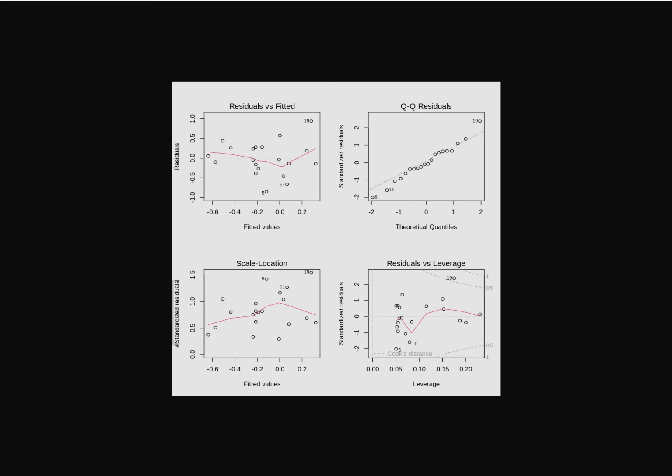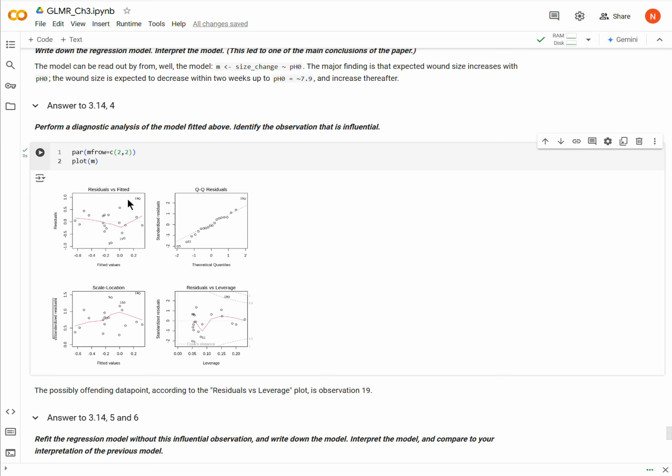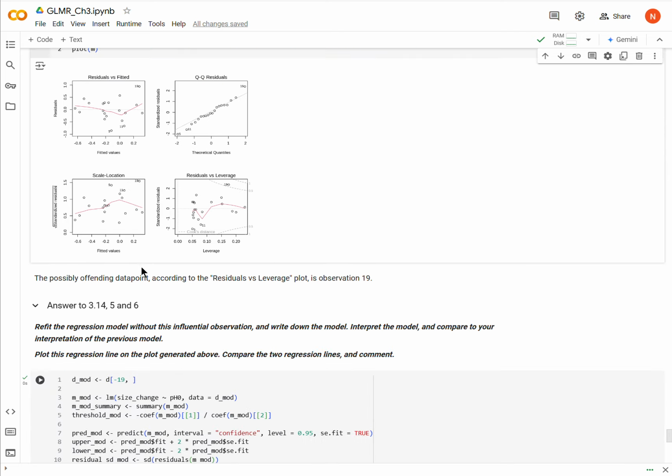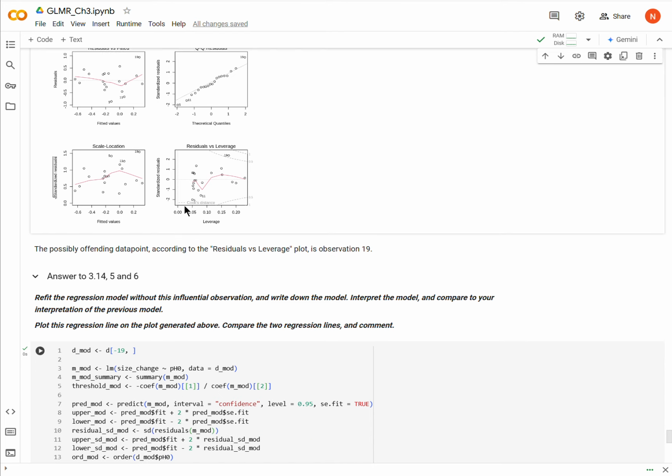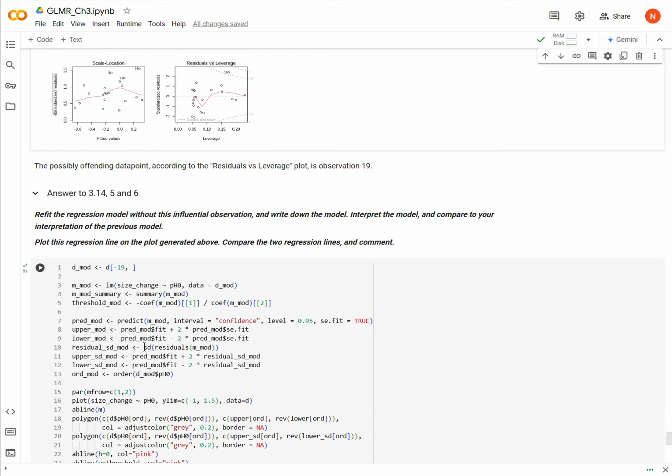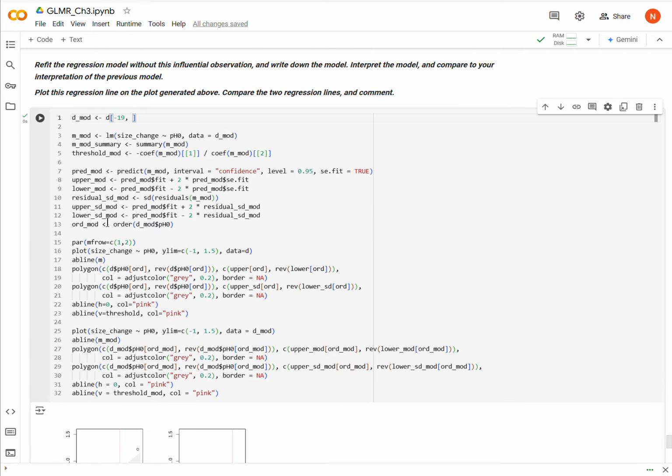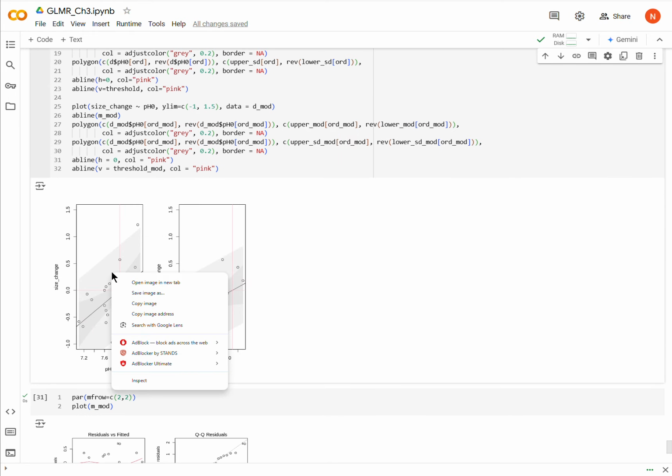So what we're going to do is remove observation 19 from the data set, and then repeat basically what we've done and compare the two models, the model with the full data and the model with observation 19 removed. Okay, so that's what I've done here. It's basically the same thing, but notice that I've created a new data set here where I've removed observation 19. Okay, and so we go through all the same things, and then I plot both of these.